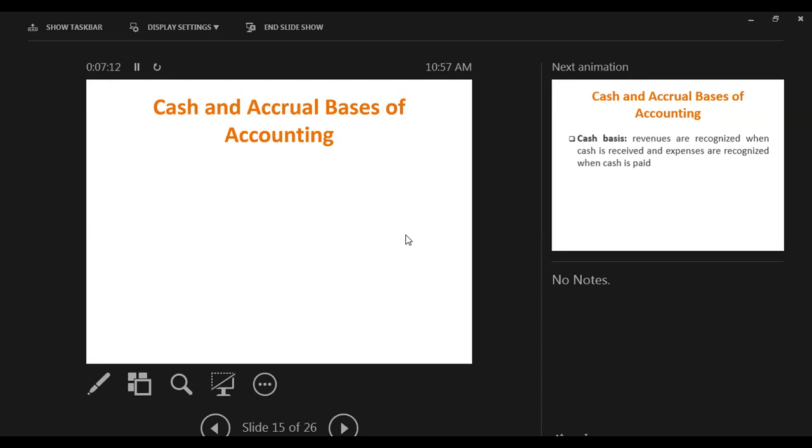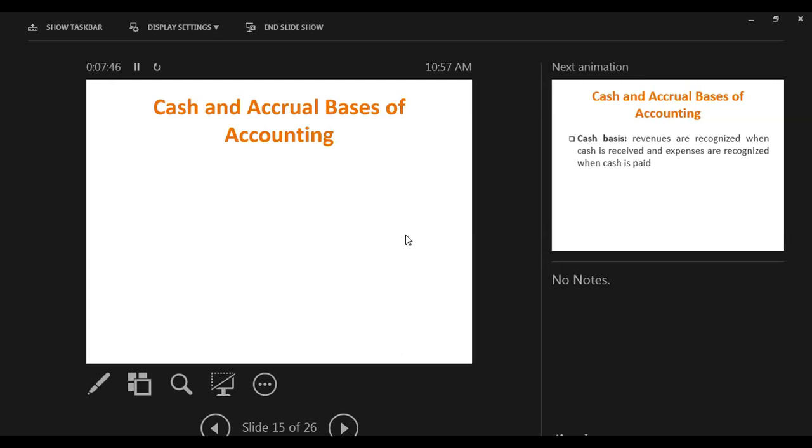Do you understand? Now, what do we have to do? When we prepare the cash flow statement, we have to eliminate the accrual basis of accounting and convert it to the cash basis of accounting. That means the accrual basis is going to be converted to the cash basis. Why do we have to convert accrual to cash? Because we are preparing the cash flow statement.